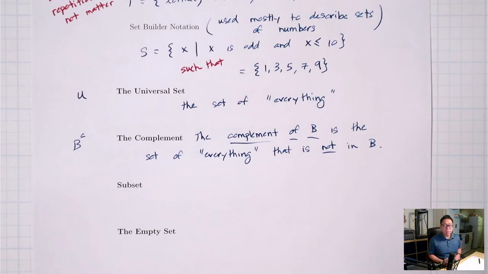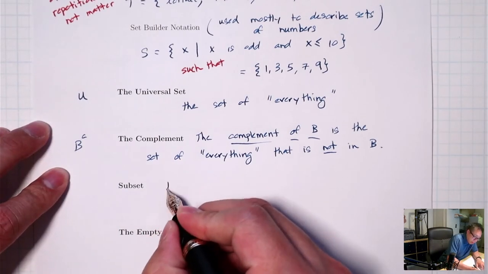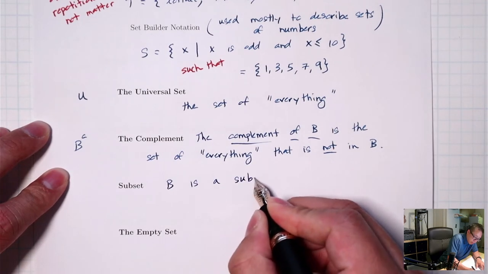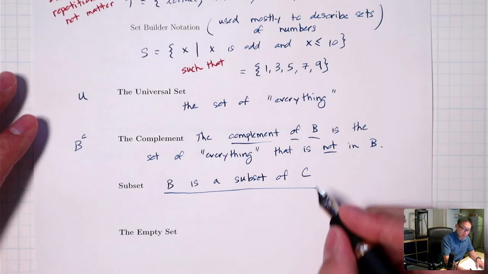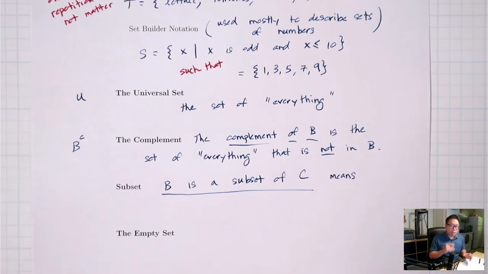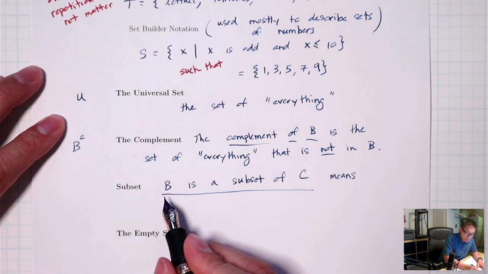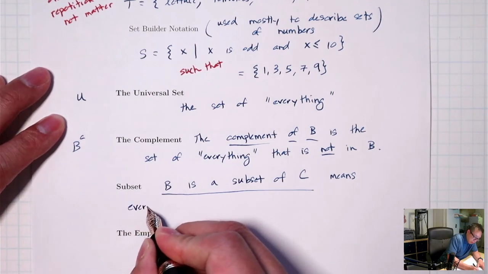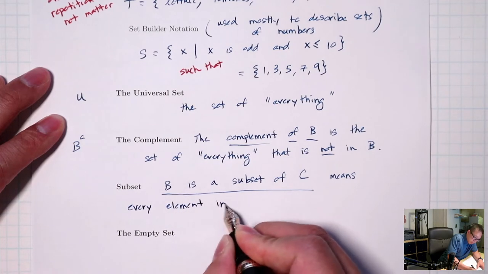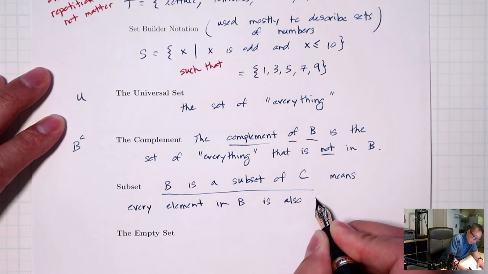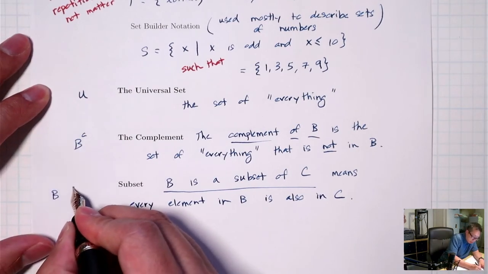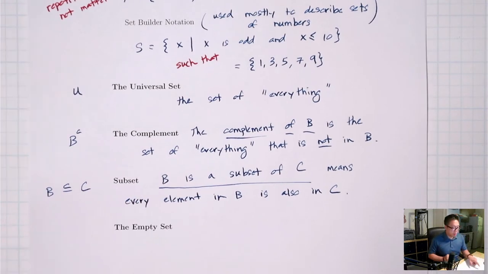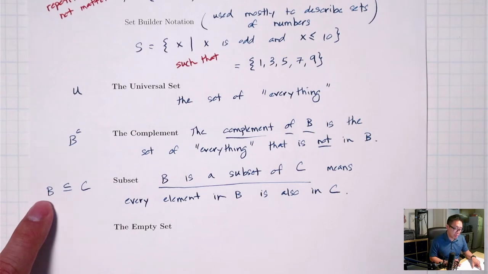The next term is subset. So the phrase B is a subset of C means basically that B is contained inside of C. More specifically, it means that every element in B is also in C. The symbol for this is going to be B and then that symbol. So that means B is a subset of C. And all it means is that everything in B is also in C.